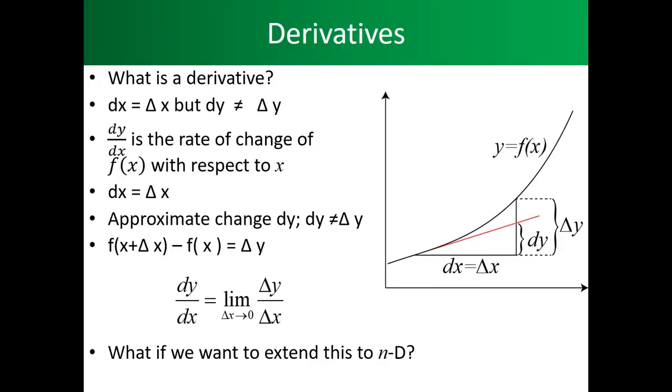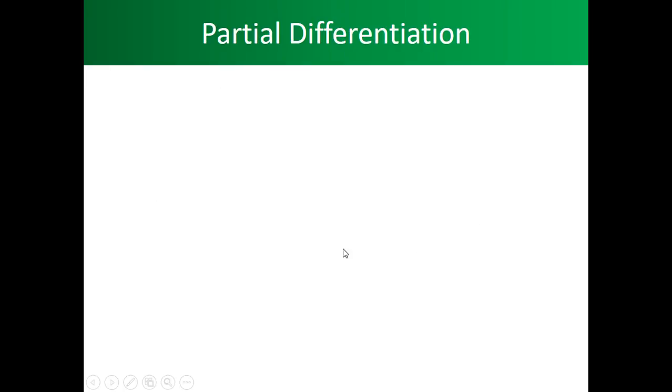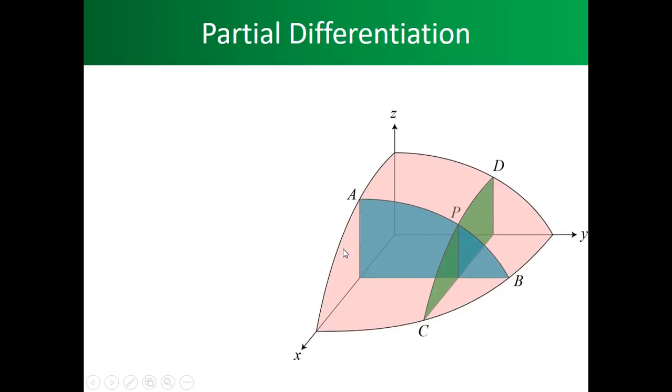So dy over dx as delta x approaches 0 gives you close to the change in y over the change in x as the slope gets steeper and steeper. What if we want to extend this to n dimensions? Okay, in differentiation. Okay, let's look at partial differentiation.